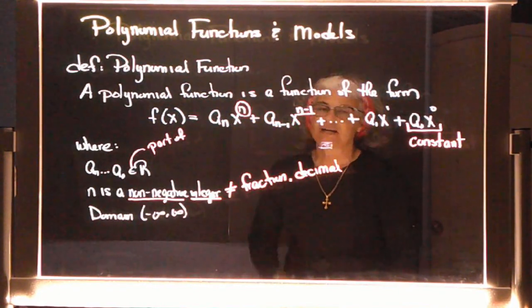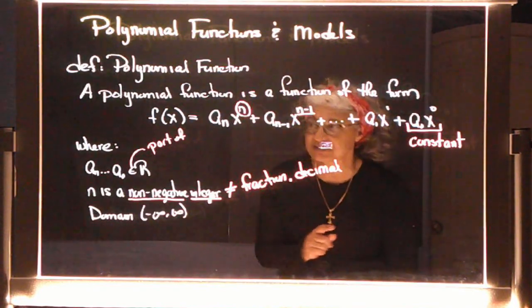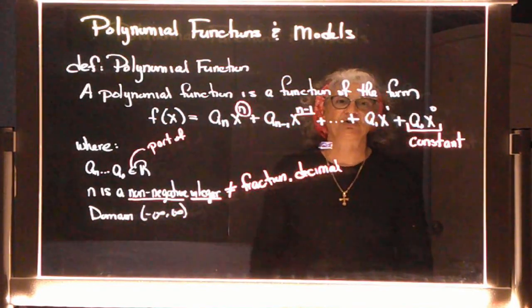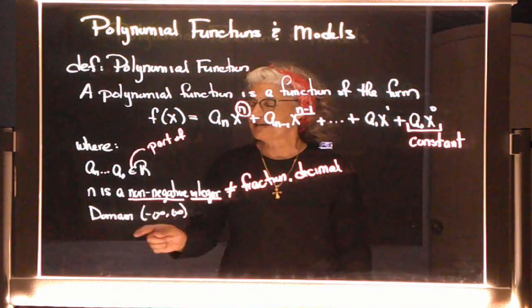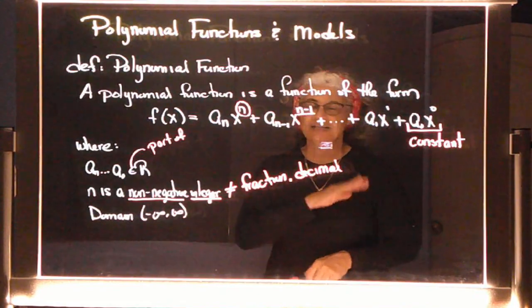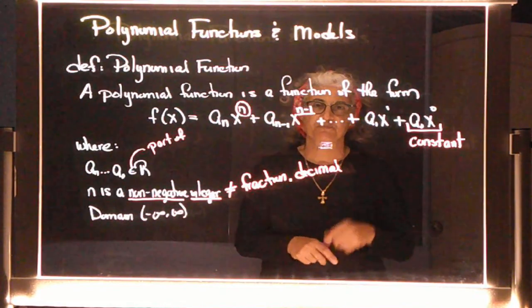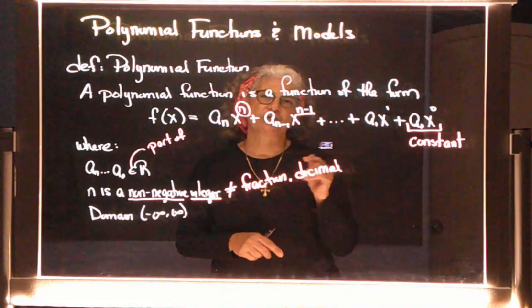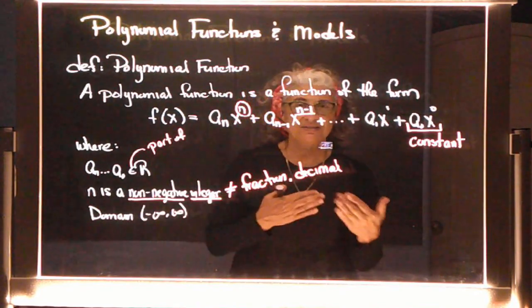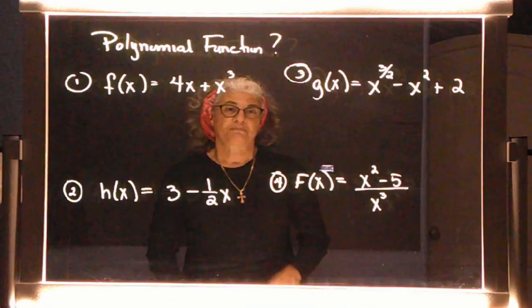Cool? And then the last part of this definition says the domain of this polynomial function has got to be all real numbers. The domain, negative infinity to positive infinity. I have to be able to use all of these numbers. I can't kick anybody out. With me? Okay, so hang in there. I'll be right back with some examples that we're going to decide if they're polynomial functions.